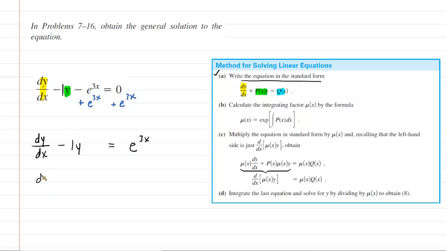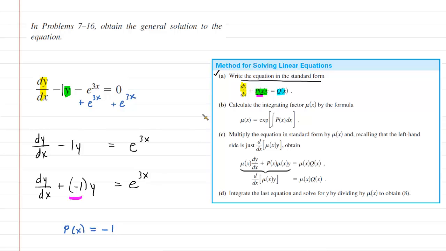Now, if you prefer, you can rewrite that as dy dx plus -1y equals e to the 3x, because by doing that, that will perhaps more clearly show us that the p of x, which is just a function of x that's multiplied by y, would again be -1. So we can actually write down that our p of x is equal to -1.